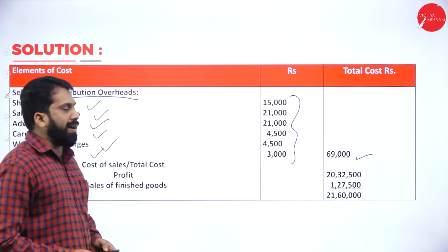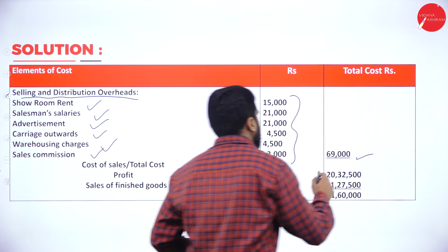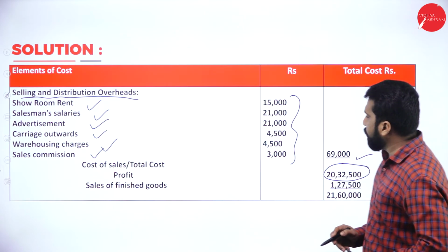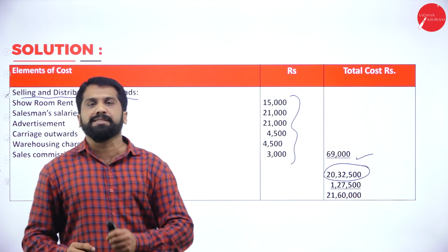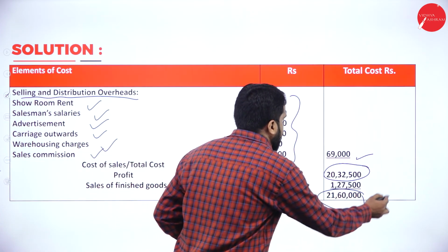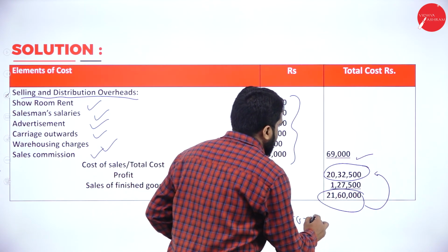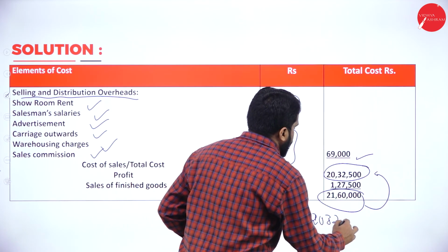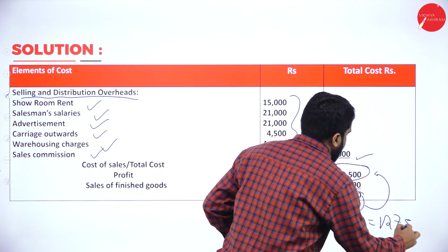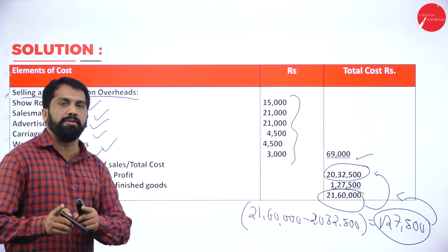What will be your old balance? 19,63,500. So we'll add 69,000 to 19,63,500. Your answer will be 20,32,500. Is there any profit? Yes, we have profit. How? Check your sales: 21,60,000. From this, minus 20 lakh 32,500. How much will you get? Your answer is 1,27,500. That will be your profit. Easy to calculate. Hope you understood.